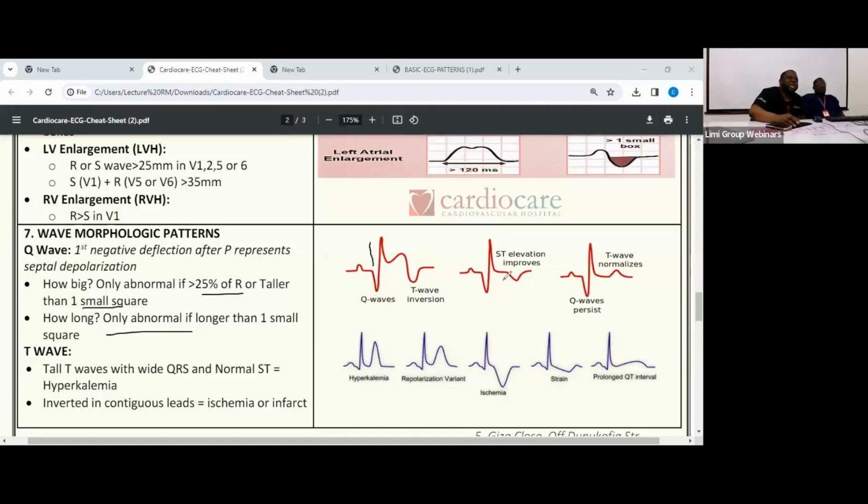Then we can see that there is T wave inversion, meaning the T wave is facing down, just like we say for the P wave. Anytime you see all of these things, if you are in a setting of chest pain, be thinking that there could be myocardial ischemia or infarction. And you can watch our previous webinar on chest pain and myocardial infarction.